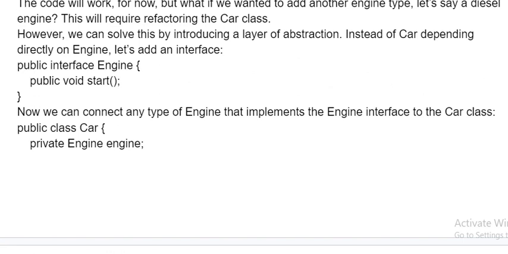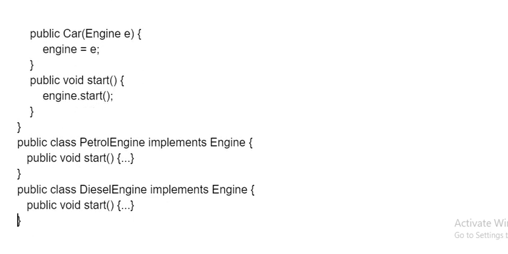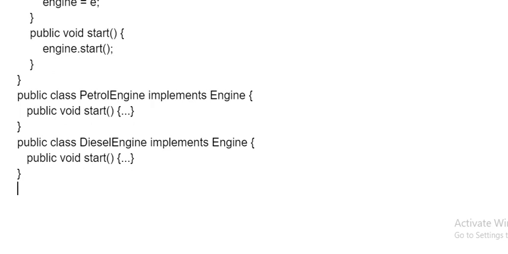So we can solve this problem by introducing a layer of abstraction. Instead of an Engine class, we can define Engine as an interface, and then that interface will be implemented by classes. We can have a class PetrolEngine that implements the Engine interface and provides its own functionality of the start method. We can have a class DieselEngine that implements this Engine interface and provides its own implementation of the start method. So these are the 5 basic SOLID design principles that we have discussed.